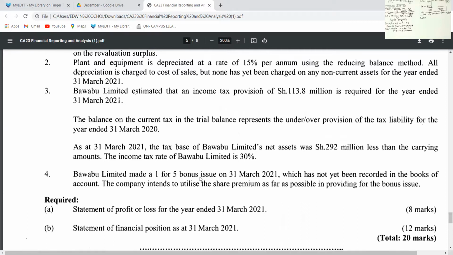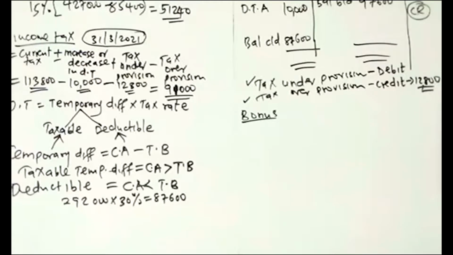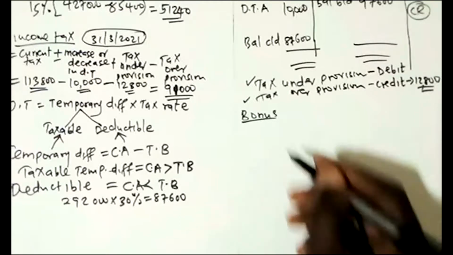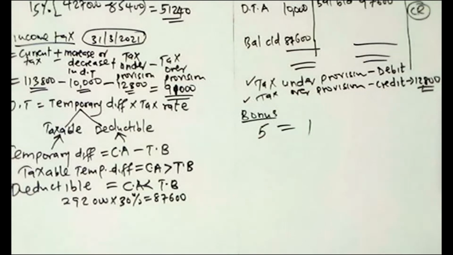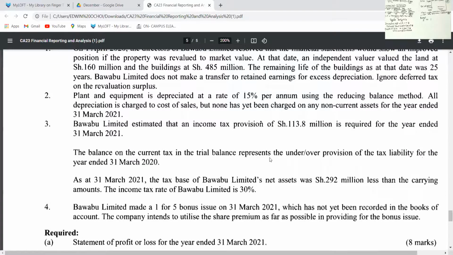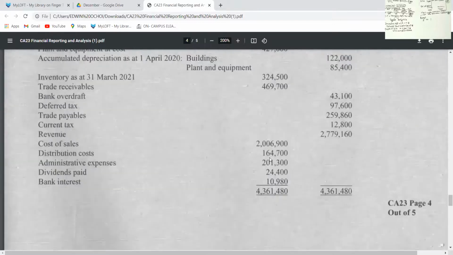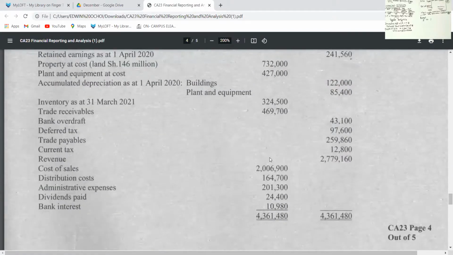Remember that a bonus is where the company decides to give the existing shareholders shares for free based on a certain proportion. Here, the company decided to give the existing shareholders 1 share for every 5 they have. So for every 5 shares they have, they were given 1 for free, but it must be to the existing shareholders. And they say that what was financing that bonus issue was the money from the share premium.